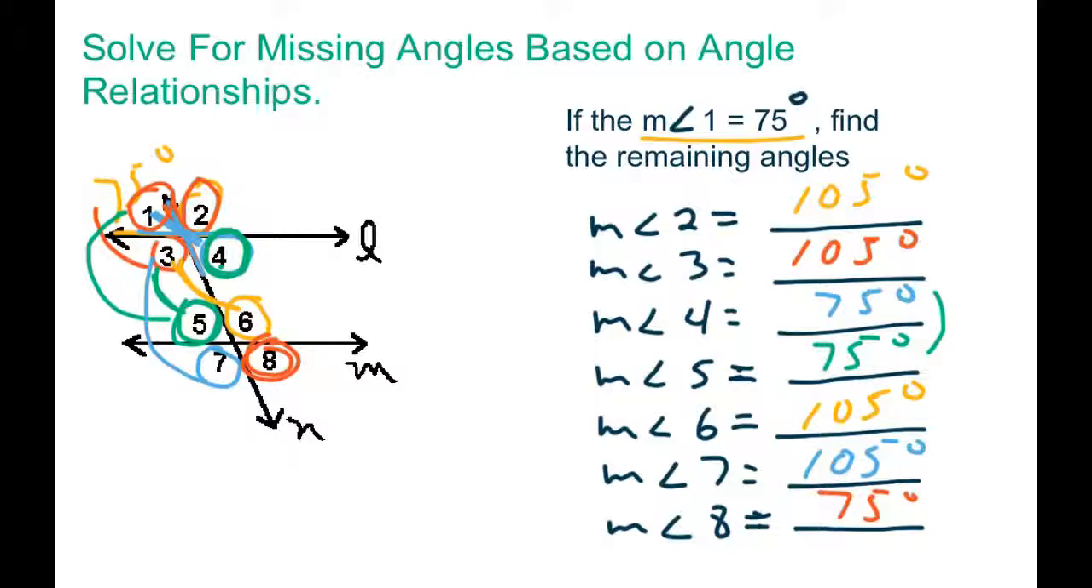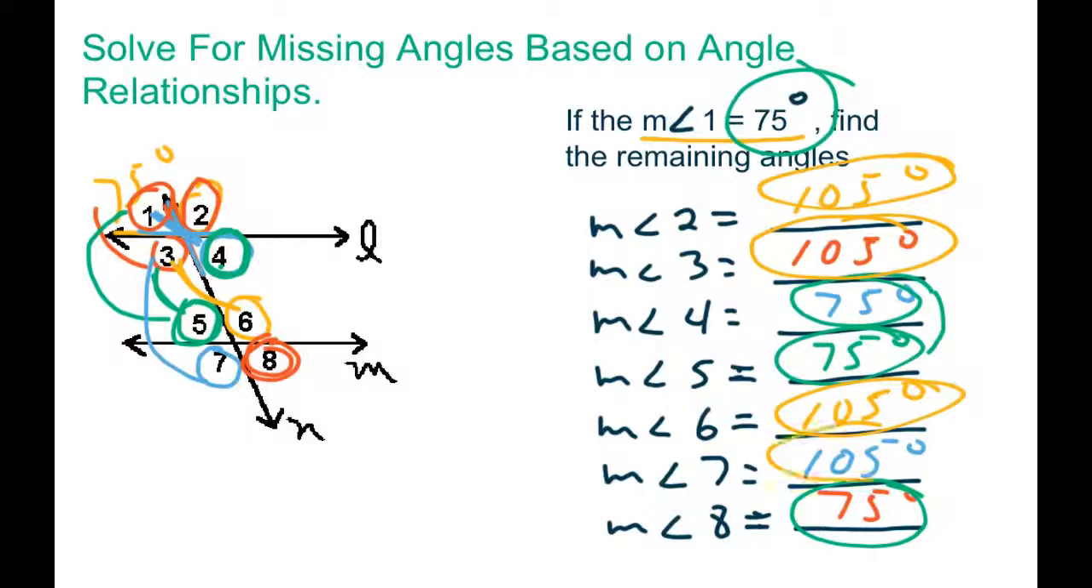And then if you look over here, you'll notice that there are 1, 2, 3, 4 angles that are 75 degrees, 4 angles that are 105 degrees. So that should always work out that way. You should have 4 angles that are one number, 4 angles that are another, unless all 8 are right angles and they're all 90. That works out sometimes too.